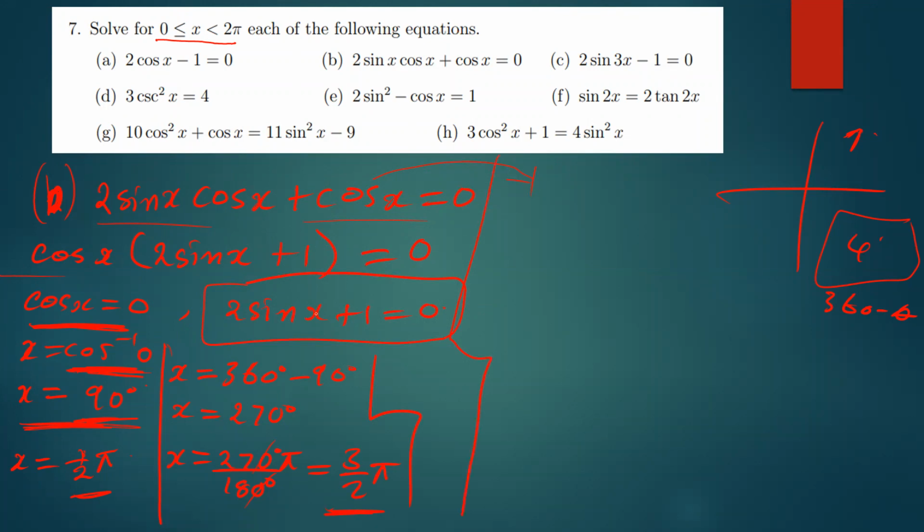So we make sin x the subject. Hence, we're first going to start by taking this 1 to the other side of the equal sign. So we want to have 2 sin x is equal to -1. Then we divide everything by 2, hence getting sin x is equal to -1 over 2.